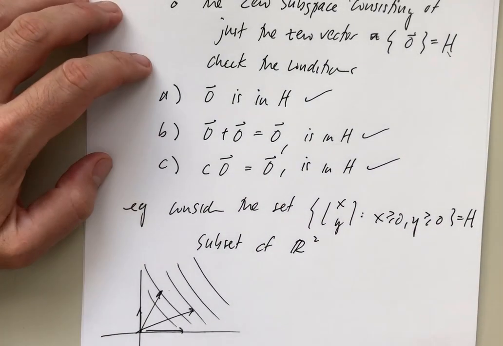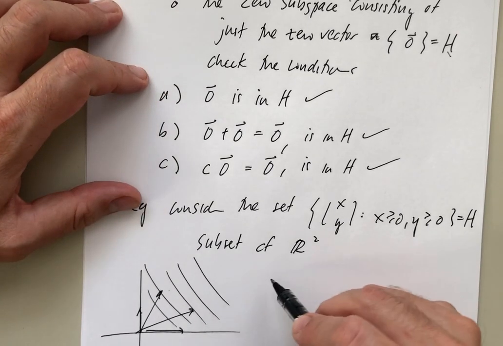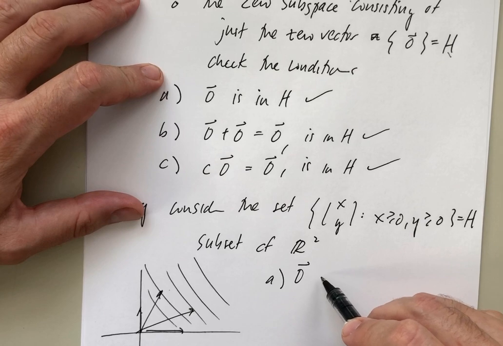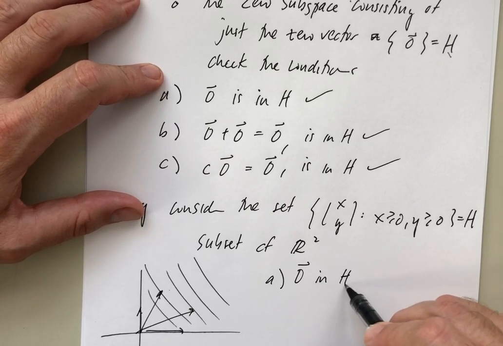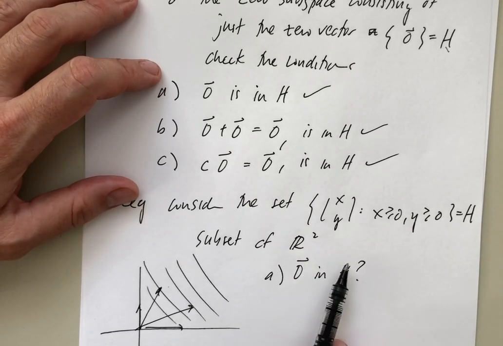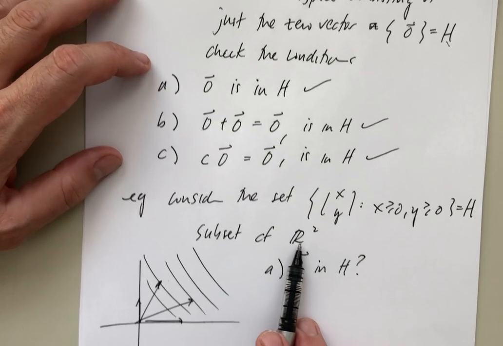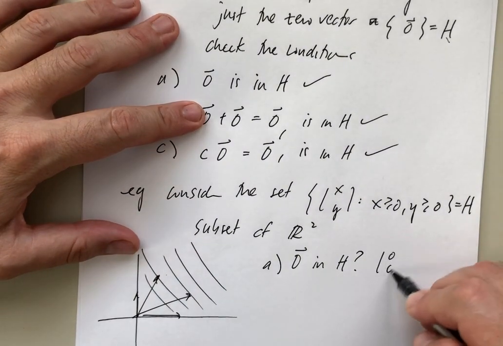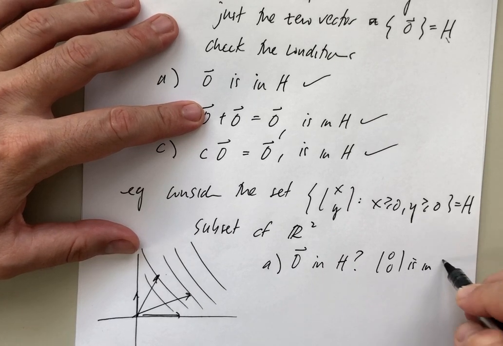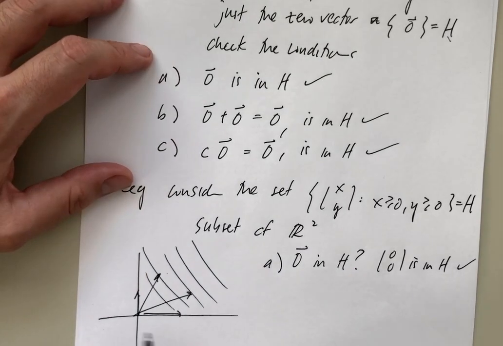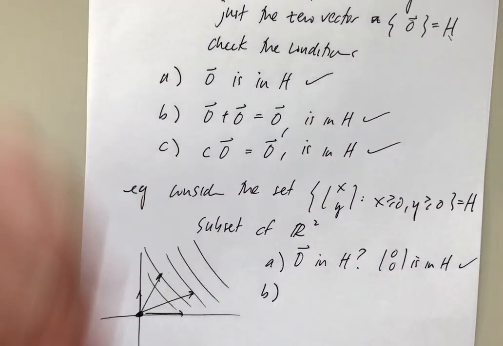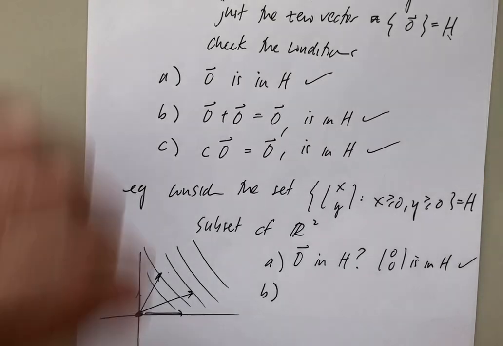Now let's check the conditions. Is this a subspace? A, is 0 in H? So I'm asking that question. Yeah, because what is the zero vector in the world of R2? It's the 0, 0 vector. So 0, 0 is in H. You're okay. This thing contains the origin, and that means it has the zero vector. Now, is it closed under addition? Well, now it's not so easy.